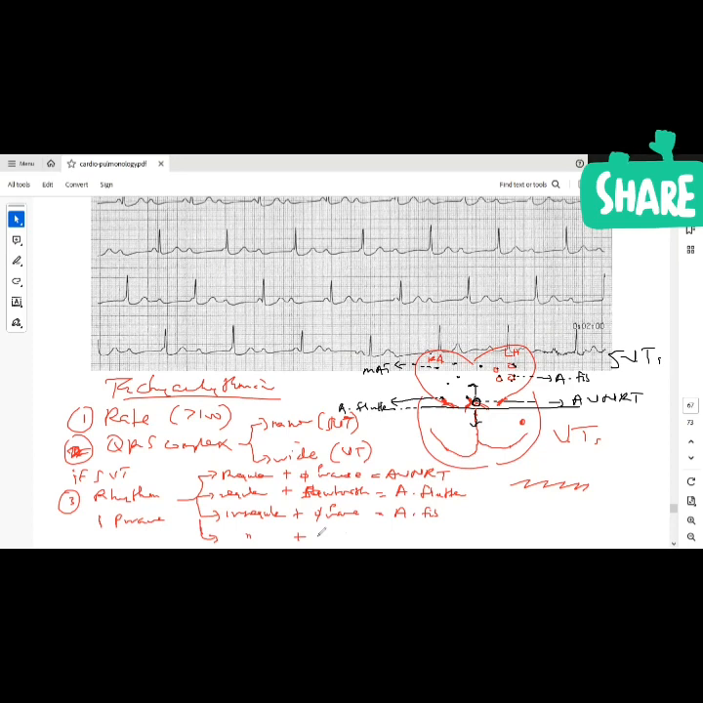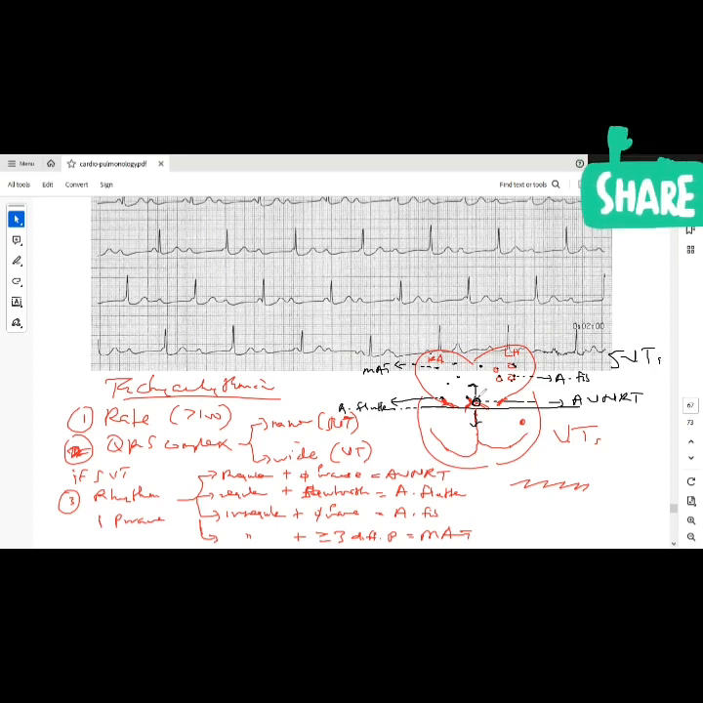plus you see at least 3 different types of P waves. So the P waves, 3 different types of P waves, look different in shape, size, morphology, things like that. This is going to be multifocal atrial tachycardia, right? So you have multiple sites of depolarization in sequence.